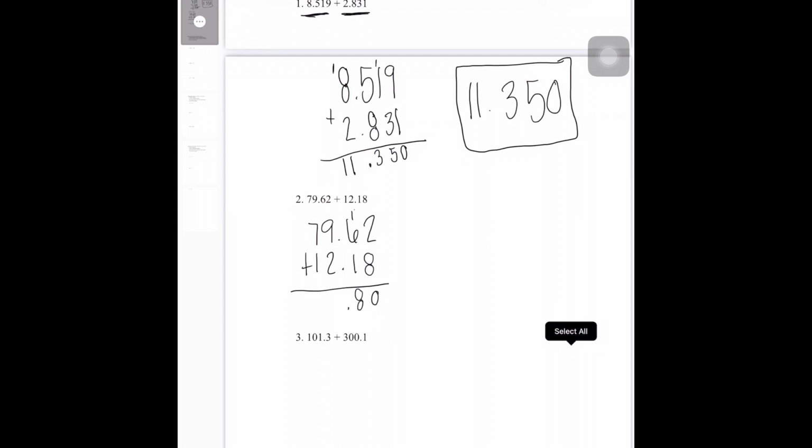No carrying over any 1, so we are bringing down that decimal. 9 plus 2 is going to be 11. So we need to carry that 1. 7 plus 1 is 8, and then the 1 is 9. So our answer here is 91 and 8 tenths.